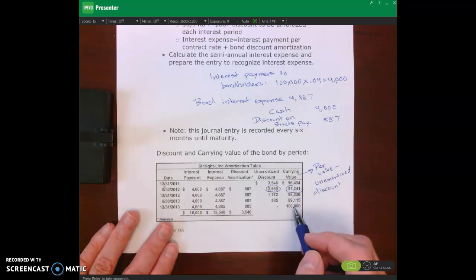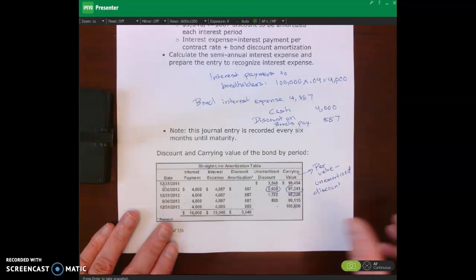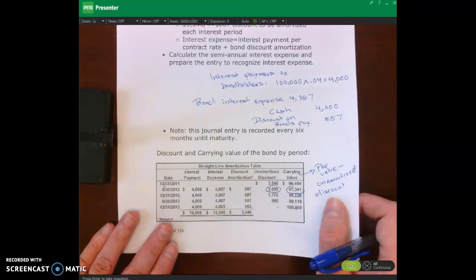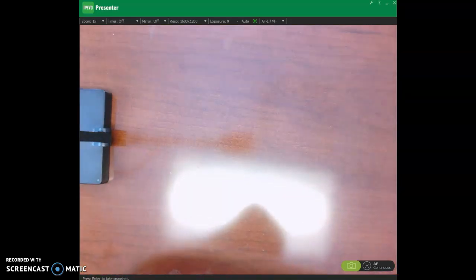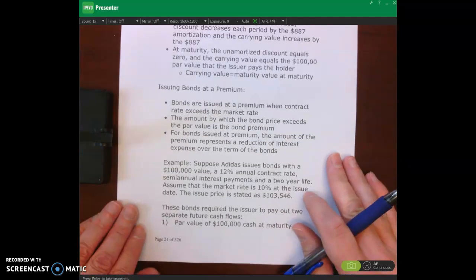When these bonds mature, the carrying value will be equal to the par value. And at that point, we would pay back the par value: we would debit bonds payable and credit cash to pay back the par value, which is going to be equal to the carrying value. Okay? So let's go on to the next page and talk about issuing bonds at a premium.